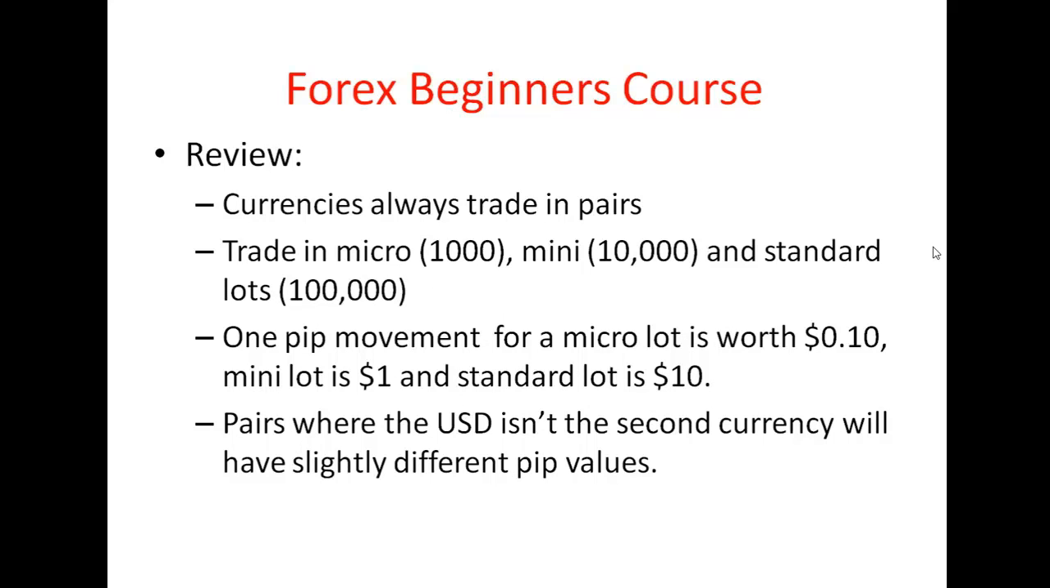So a little review, that's it for today. Currencies always trade in pairs. We can trade in mini lots, micro lots, standard lots. A micro is $1,000, mini lots $10,000, standard lots $100,000. 1 pip movement for a micro lot is 10 cents, a mini lot is $1, and a standard lot is $10. Pairs where the USD isn't the second currency will have slightly different pip values, and when we look at some trade examples later on in the course, we'll go over exactly what those are.